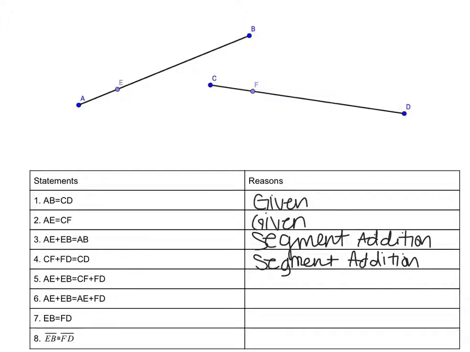Next, we have that AE plus EB equals CF plus FD. Well, from the very beginning, we knew that AB equaled CD. So I can substitute what CD equals for AB. So our fifth statement is going to come from substitution. Now in our sixth segment, we have AE plus EB equals AE plus FD. And we also have the statement that AE is equal to CF. So I can substitute AE in for CF in our statement from 5. So we get 6 by also doing substitution.